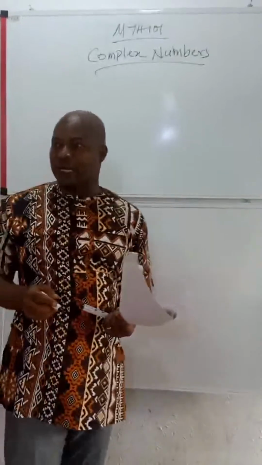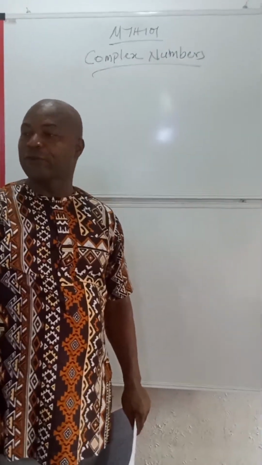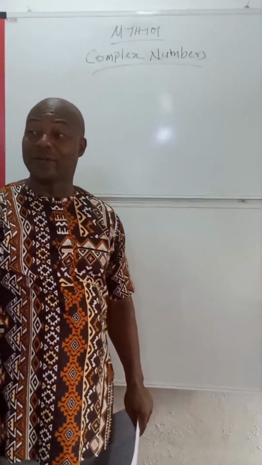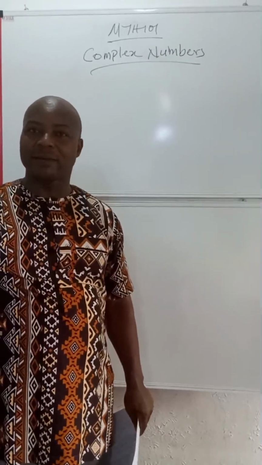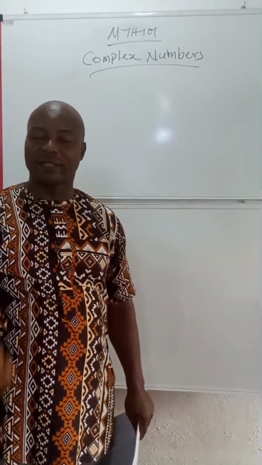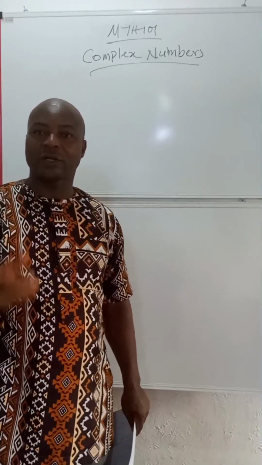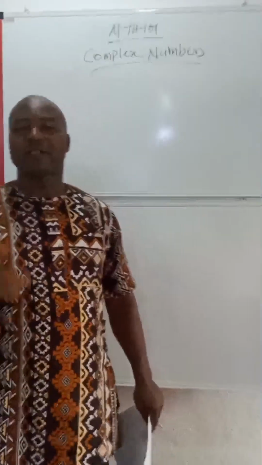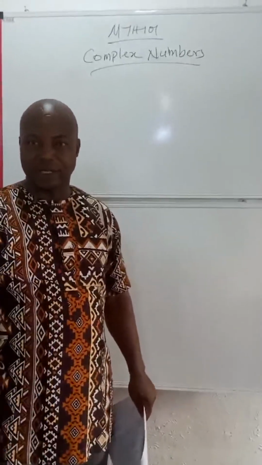Now, those of you that have been following are aware that we have considered the real number system. And we said the real number system consists of the set of natural numbers, whole numbers, integers, rational and irrational numbers. And their operations make up the set of the real number system.